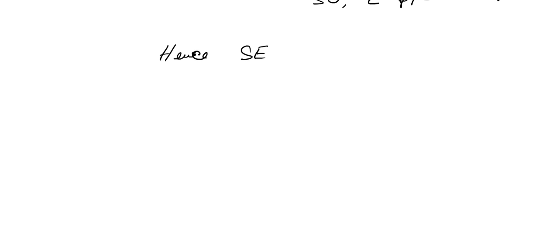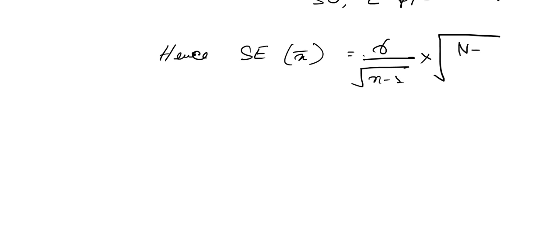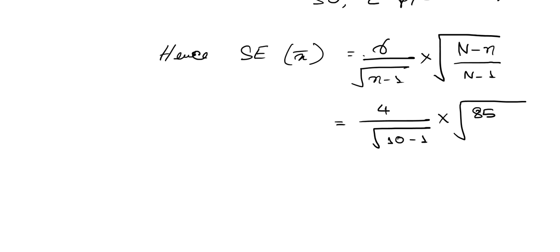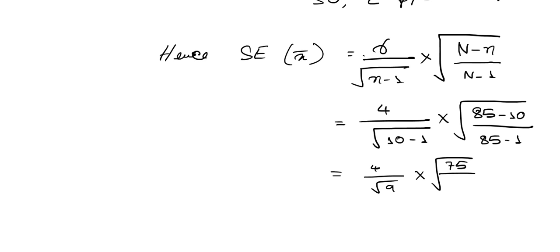Hence SE of X bar equals sigma by root over n minus 1, into root over capital N minus small n divided by capital N minus 1, which is equal to 4 by root over 10 minus 1, into root over 85 minus 10 by 85 minus 1. So putting all the values, we get 4 by 3 into root over 75 by 84.